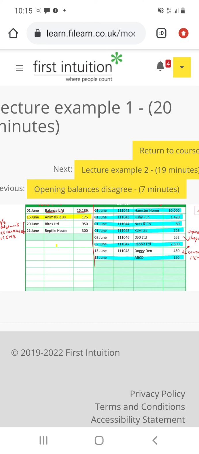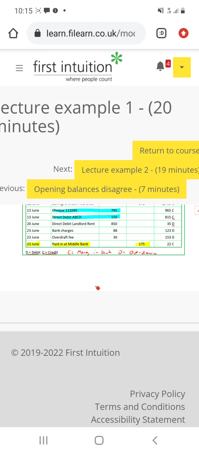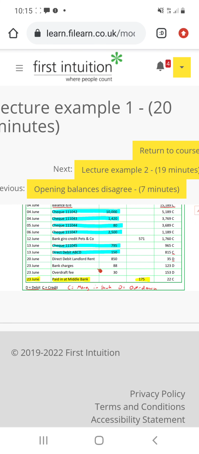Now remember, step 3 was a case of coming back to my bank statement, because the problem is I now have some items on here. I've got this credit from Pets & Co, I've got this direct debit for my rent, these bank charges, and this overdraft fee, which have all appeared on the bank statement. So they are legitimate transactions that have occurred, but they are not at the moment in the cash book. Those items I've just highlighted in orange are the ones we now need to go and correct the cash book for.